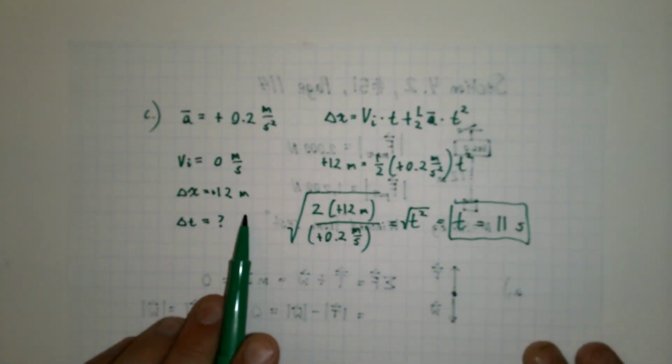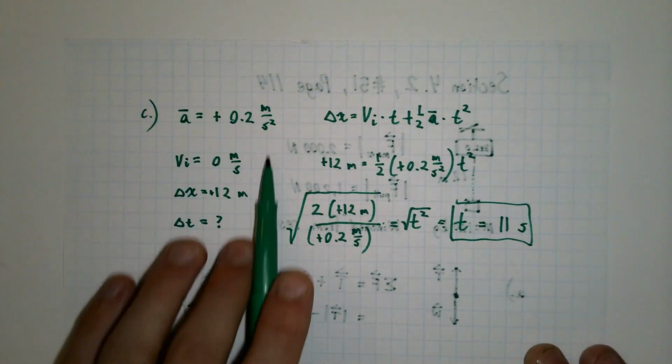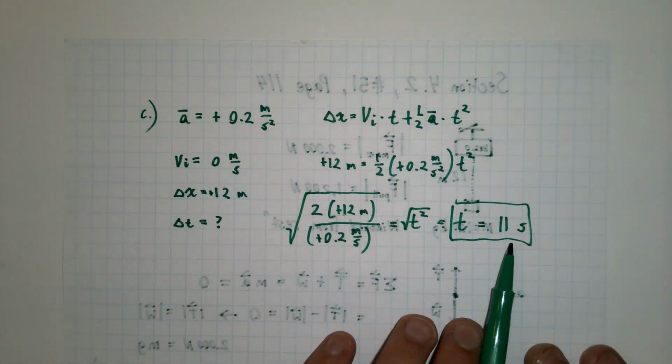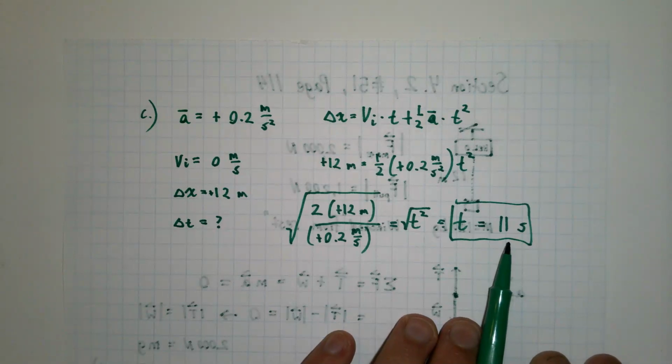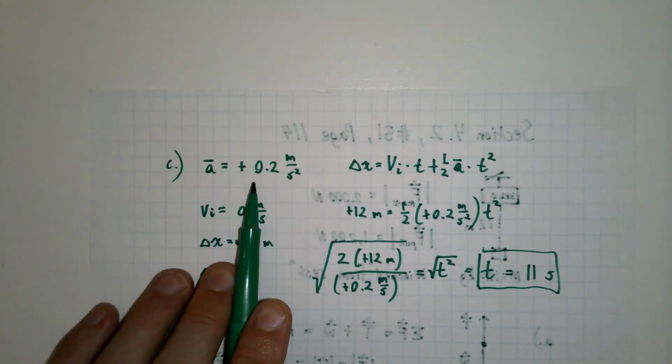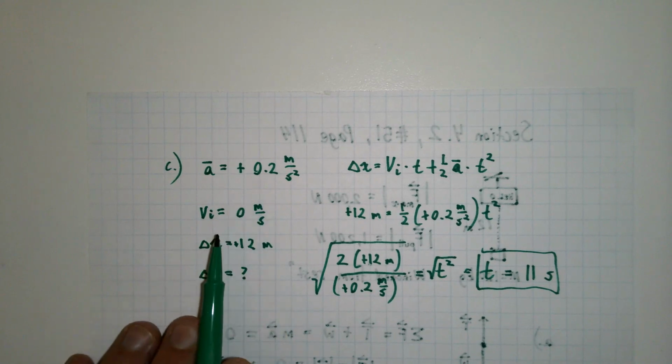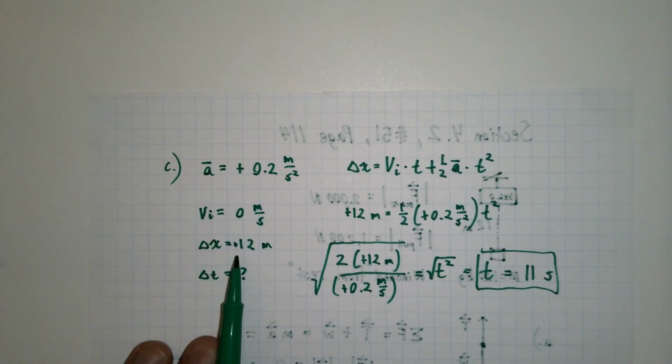And then finally, given these kinematics variables that we have, we know that it would take 11 seconds for the winch to pull those two personnel into the helicopter, given that force which produces this acceleration, and that they were being pulled from rest, and that they had to travel 12 meters up to the helicopter.